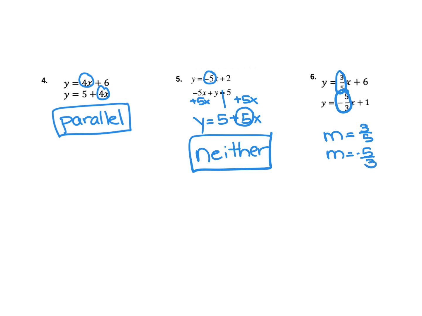And notice how the first one's positive, the second one is negative. That's the opposite part. And we've taken the flip, or the reciprocal, of 3 all over 5. It's 5 all over 3. So these are perpendicular.